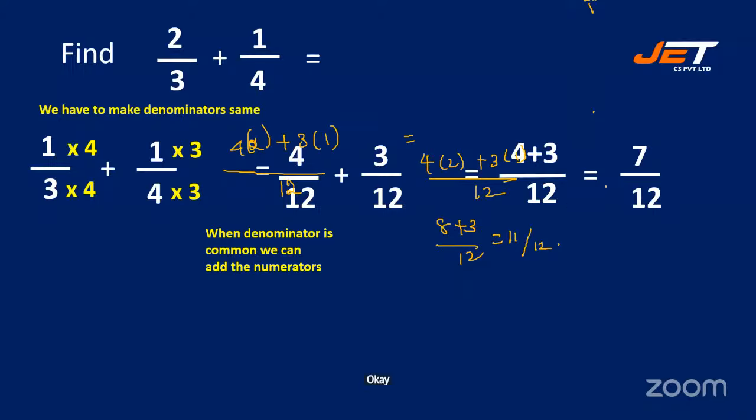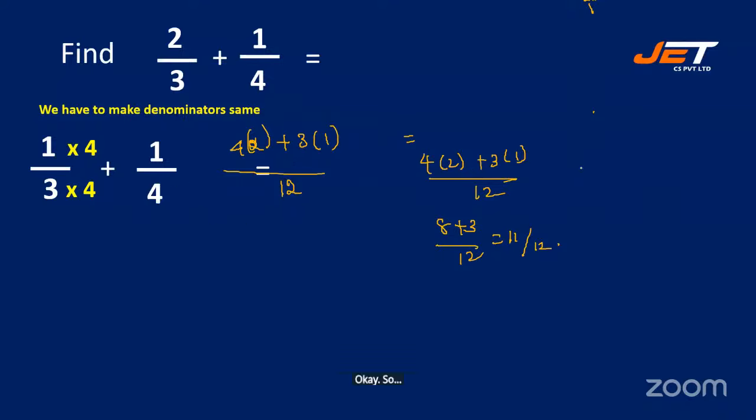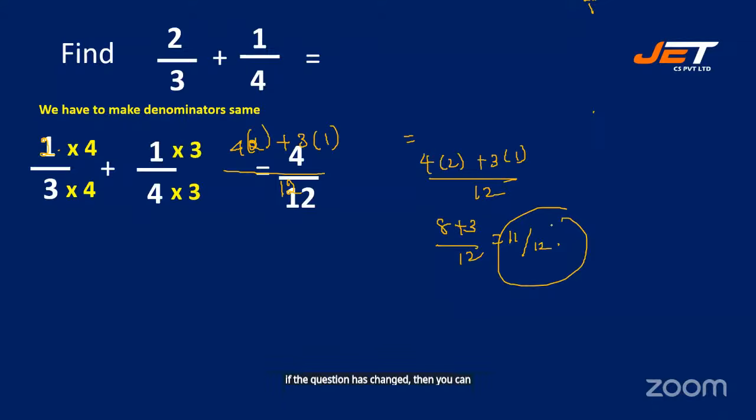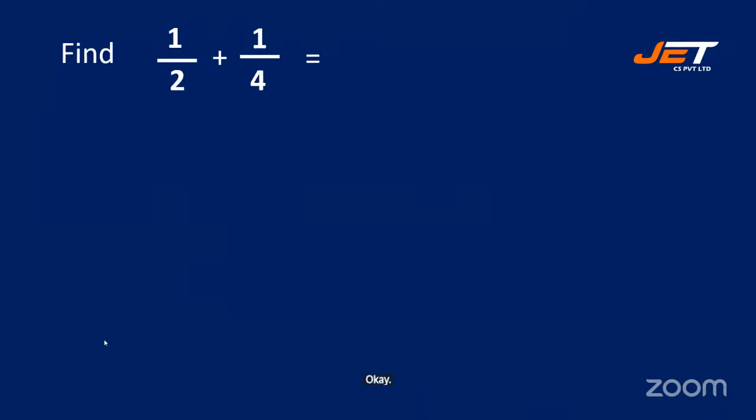Okay, so instead of 2 by 3, they have taken it as 1 by 3. So when it is 2 by 3, 8 plus 3, 11 by 12. So this is the correct answer. If the question is changed, then you can change your answer also. Okay, all right. Now see the next question, 1 by 2 plus 1 by 4.